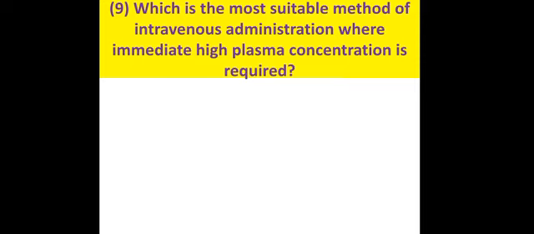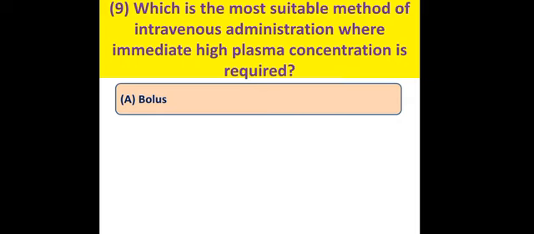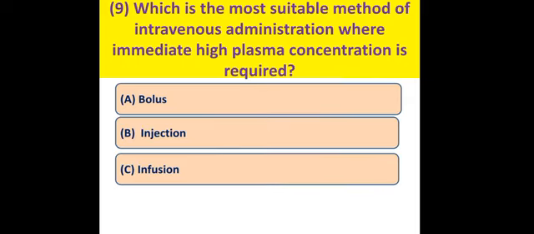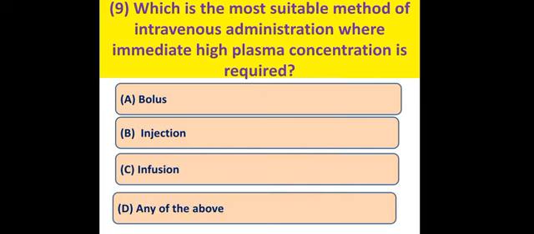Question 9. Which is the most suitable method of intravenous administration where you want an immediate high plasma concentration? Bolus injection, infusion, and you can use any of the above.